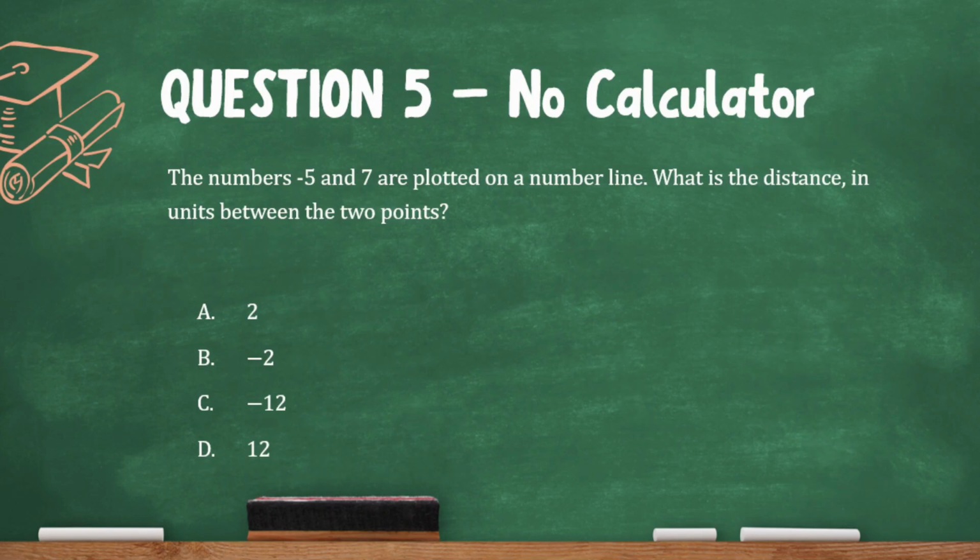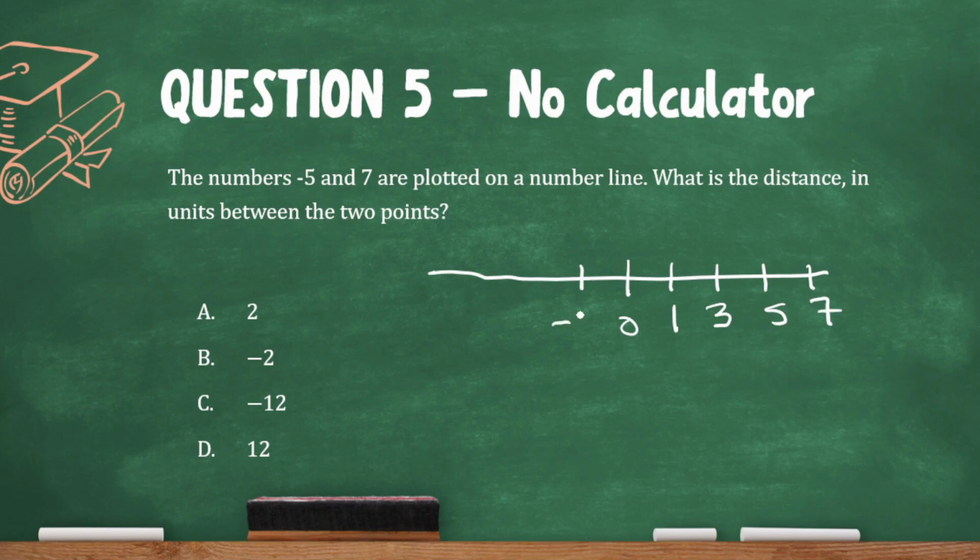Number 5, the numbers -5 and 7 are plotted on a number line. What is the distance in units between the 2 points? So let's just sketch this out here, and let's use odd numbers this time. So we've got 1, 3, 5, and 7. And let's go into the negatives, -1, -3, -5. Okay, and I'll just put in a tick mark for the others.